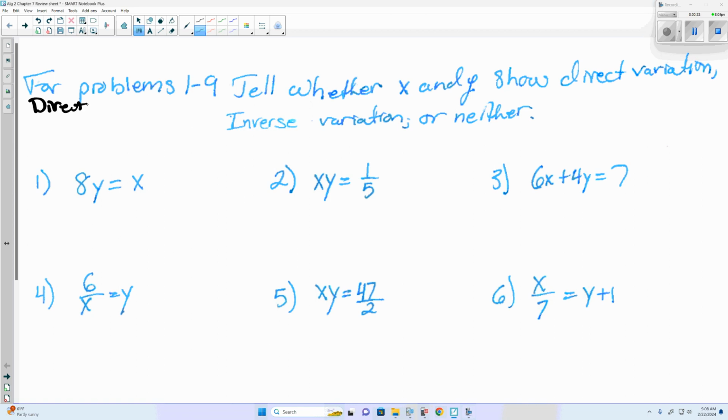Our direct variation comes in a few forms. y is equal to a times x, or we can say x is equal to a times y. And in both of these cases, both variables are in the top of the fraction. Now the other way we could write this is that a is equal to y over x, or a is equal to x over y.